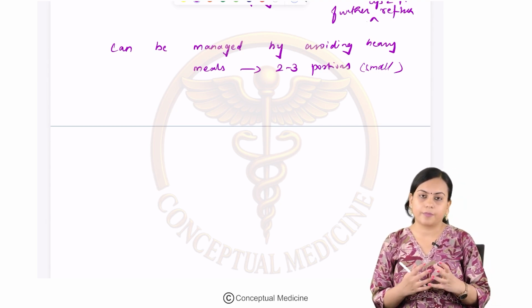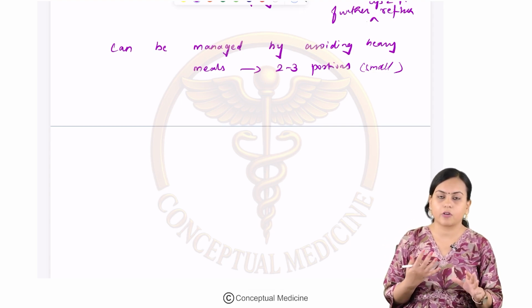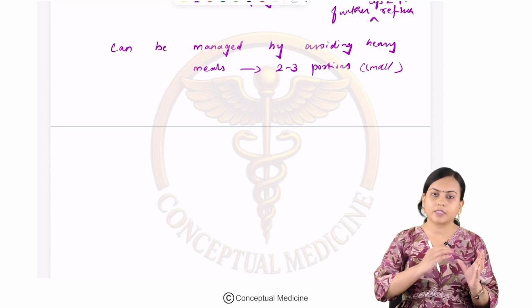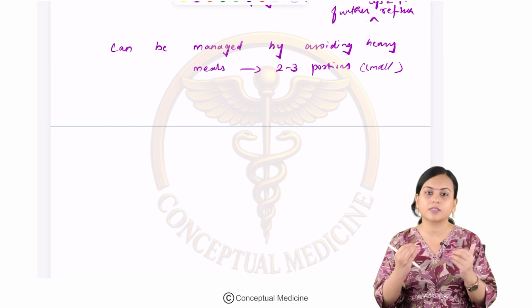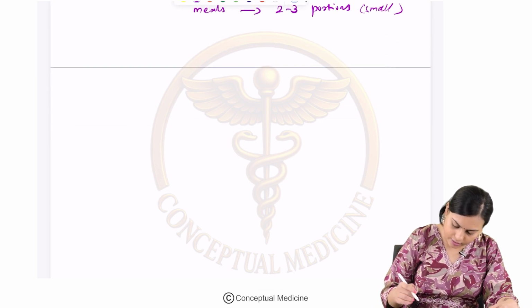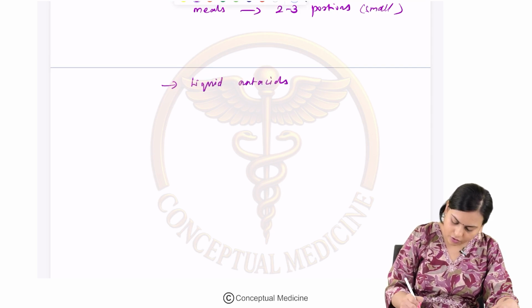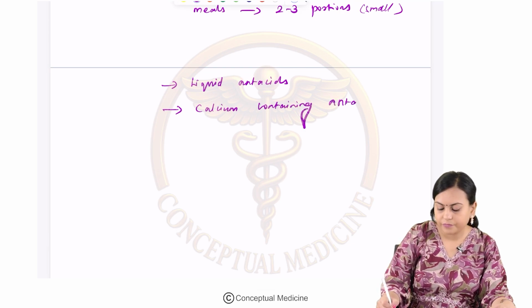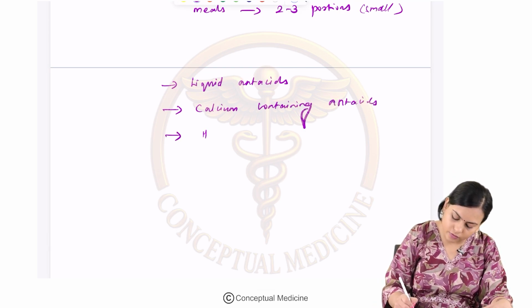So, in these patients who have nausea and vomiting or heartburn complaints, what you can ask them is to split up the meals. Okay, for example, it can be split up from 3 main meals to 6 small meals. Can you understand? So, that will help. And the next one is, you can even add liquid antacids or calcium containing antacids, or you can even add H2 receptor blockers.